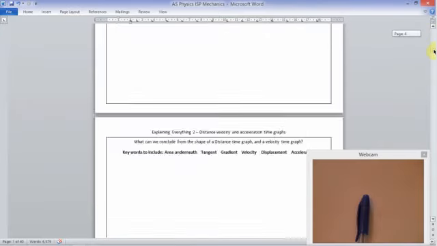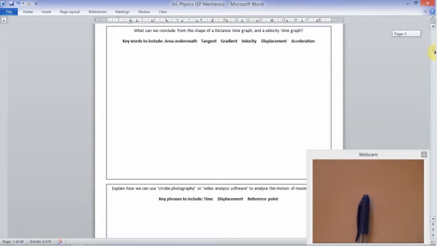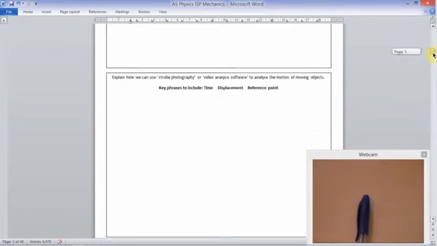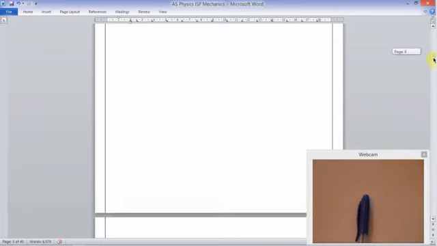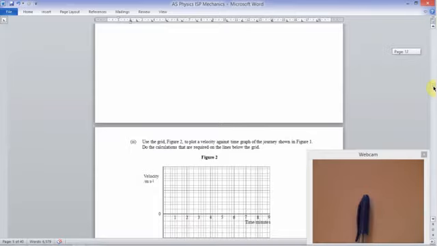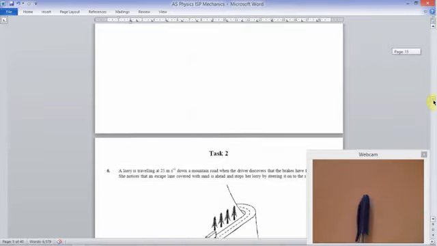So there's no explaining everything task for this week. I made a mistake in terms of what I copied in there, but if you want something like this to do, then demonstrating how we can measure the value of g would be the sort of task I'd ask for you to do. Alright, so let's skip straight to the questions.